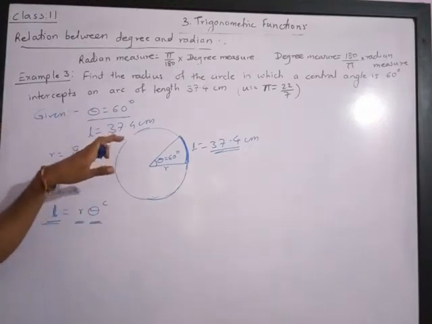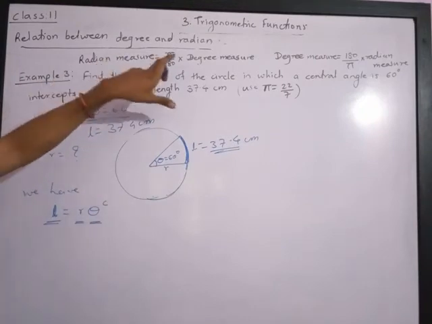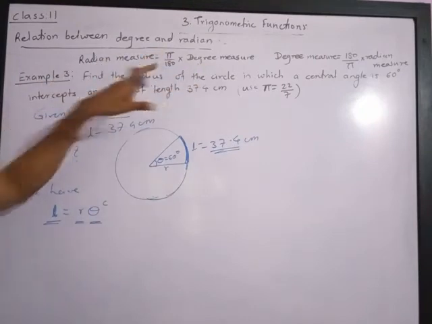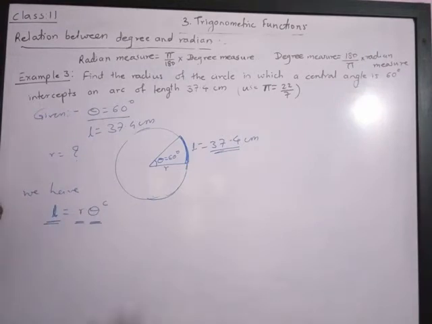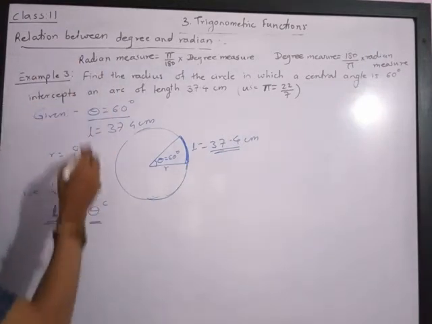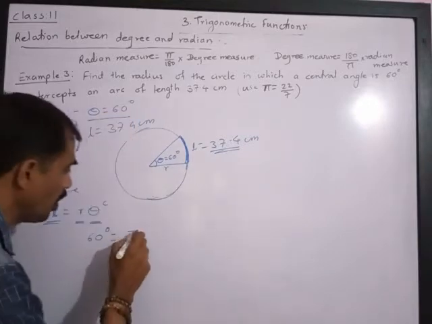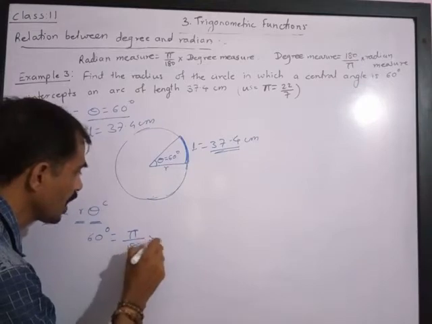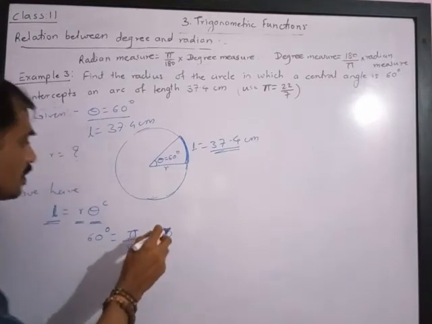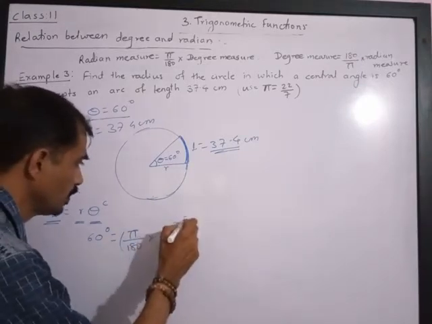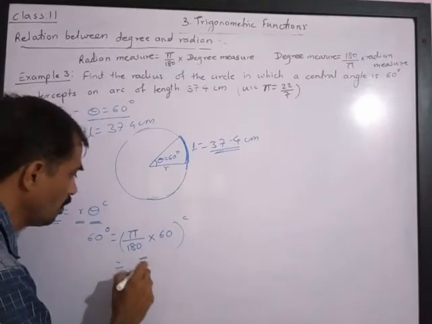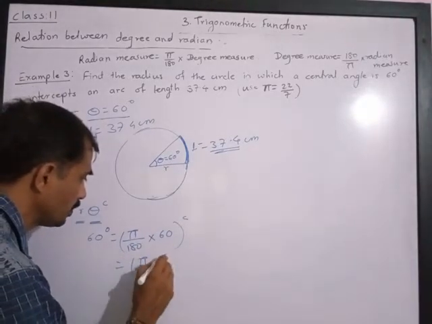We have already studied that if you want radian measure, you multiply the degree measure by pi upon 180. So this is the given degree measure. In order to convert it into radian measure, 60 degrees is equal to pi upon 180 into 60 radians. So this is equal to pi upon 3 radians.